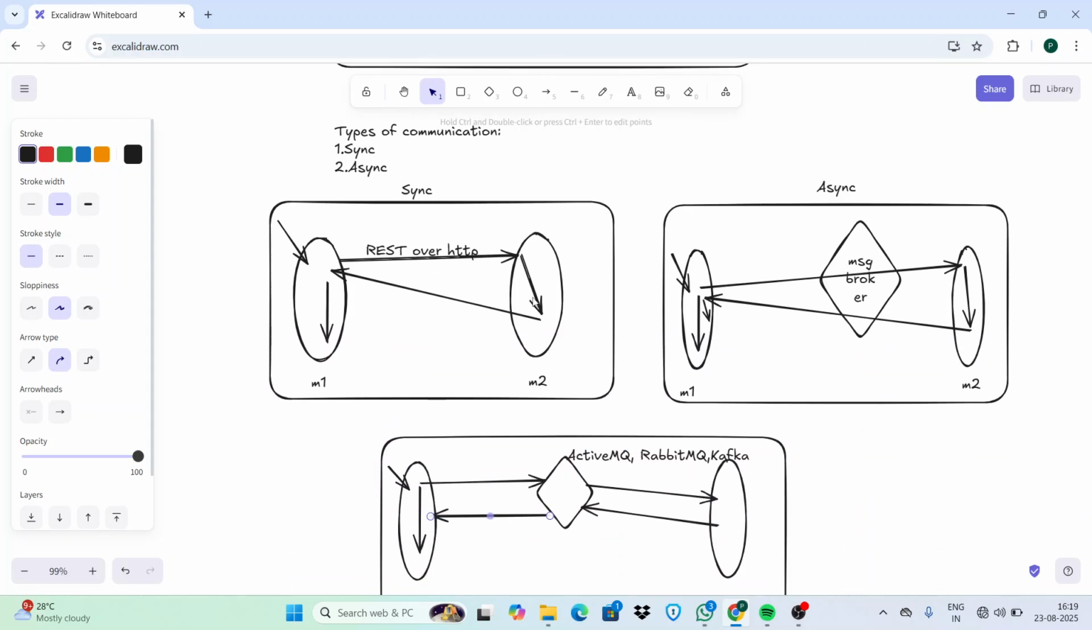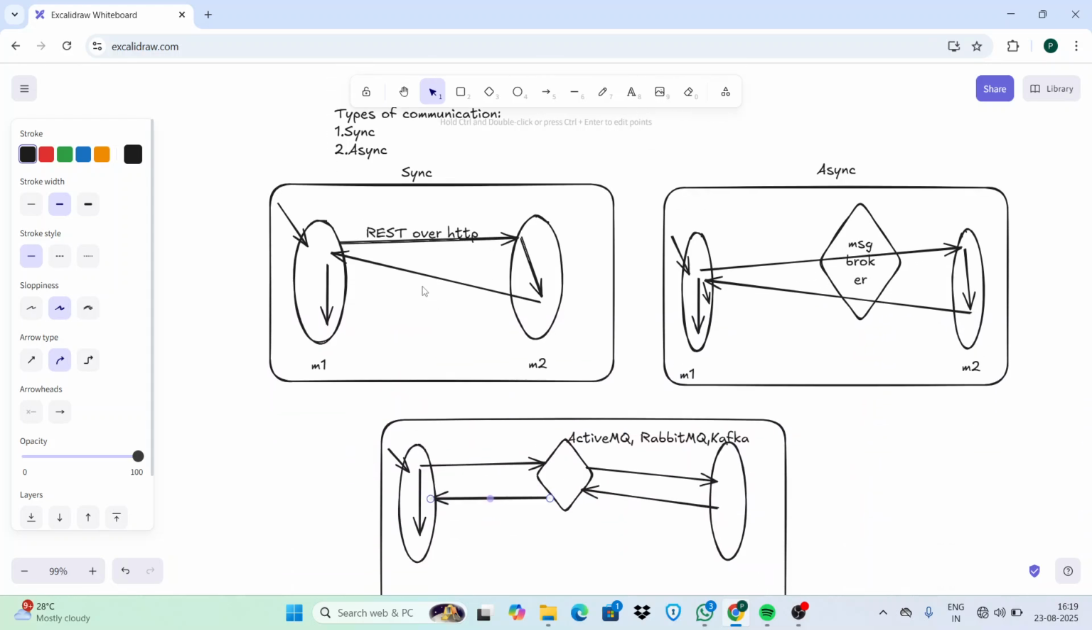So there are types of communication. In synchronous communication, one service calls another service and waits for its response, and only after receiving the response can it further proceed with the execution. In Spring Boot, synchronous communication typically happens with the WebClient or a RestTemplate, and in asynchronous communication, services don't want to wait for an immediate response.